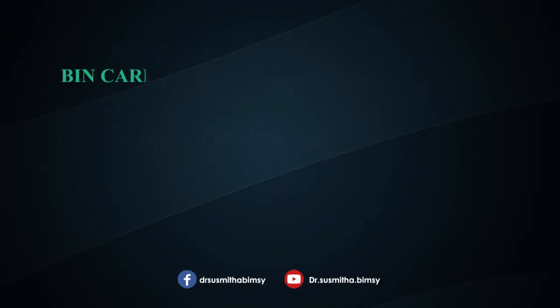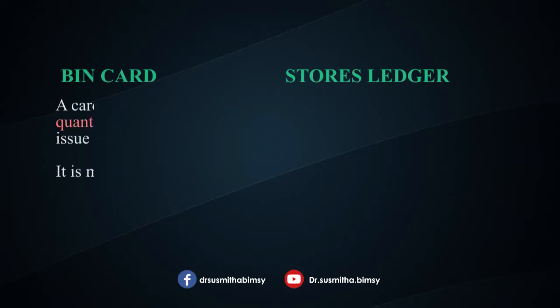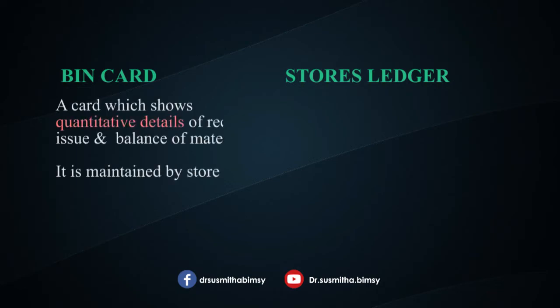Okay. Next important term you have to study from this chapter is the difference between bin card and stores ledger. Bin means a place or section of the store where materials or goods are kept. The store will be divided into different sections, each meant for storing a particular type of material. So each section is called a bin. So bin card refers to a card which shows quantitative details of receipt, issue, and balance of material, and it is maintained by the storekeeper.